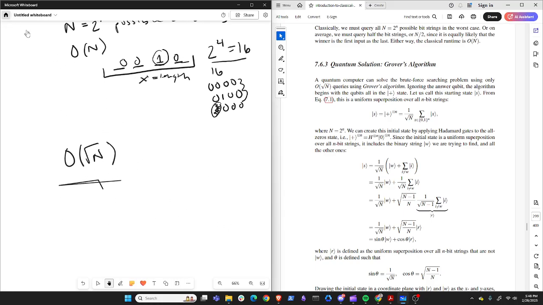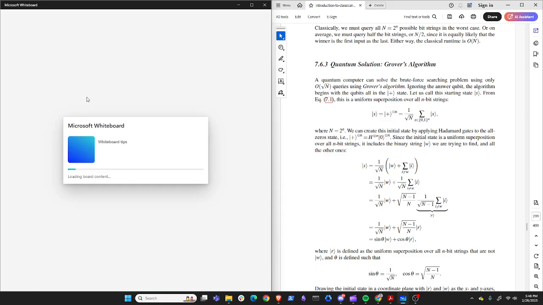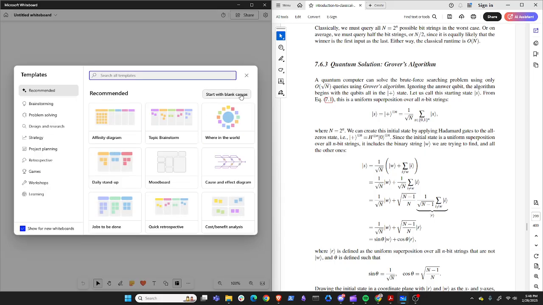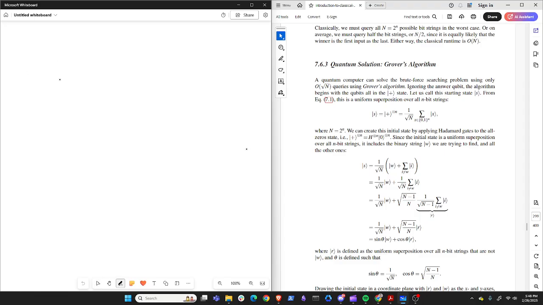All right, I'm going to start a new one, this line here is bugging me. So we have the answer qubit, which is just ignored in this because it doesn't change and doesn't impact anything. So we just focus on our input qubits. All of our n input qubits start off in state plus, and this starting state is referred to in here as S.